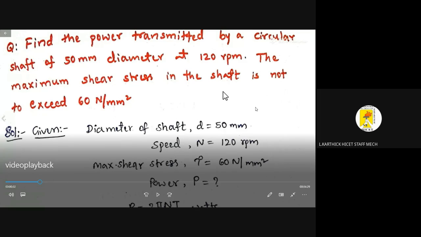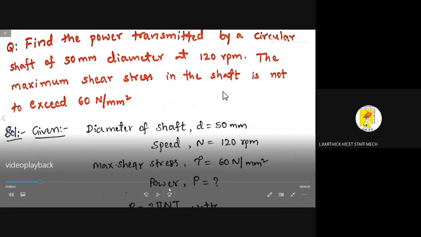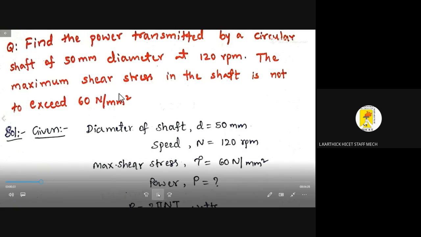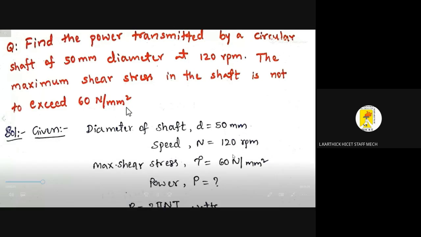So what we're going to calculate is power transmitted. We all know the formula for calculating the power: P equal to 2 pi N T by 60. Here P is not given, we need to calculate it. N is given, and 60. So with the help of that we're going to calculate the power. Sorry, here tau is given, not T. So we need to calculate the T also.